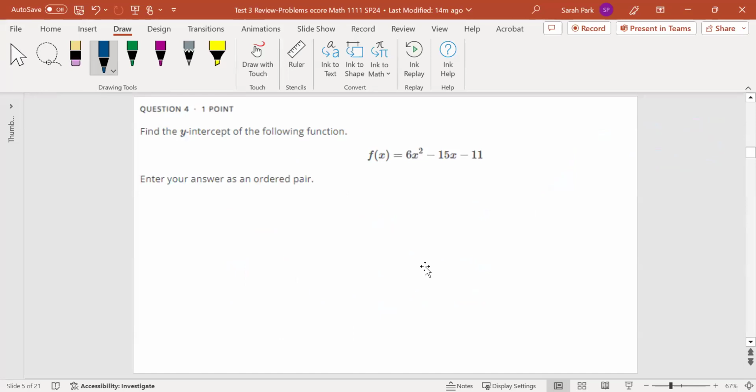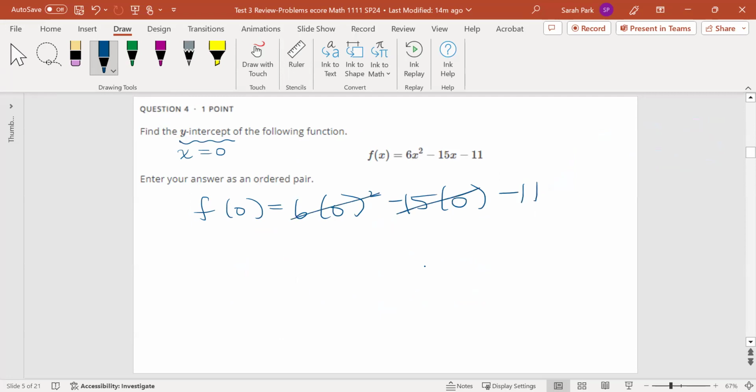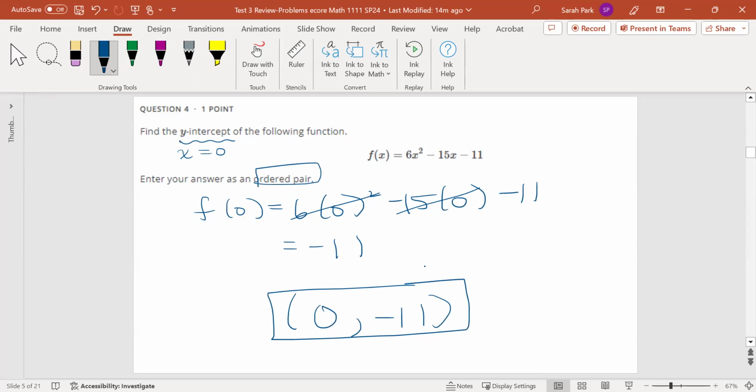Okay, question 4, find the y-intercept of the function 6x squared minus 15x minus 11. Whenever you want to find the y-intercept, you always substitute 0 for x to solve for y. So we'll plug in 0 into the function, 6 parentheses 0 squared minus 15 times 0 minus 11. 0 times anything is 0, and that'll be 0 as well. So we get negative 11, and it wants the answer as an ordered pair. And we have 0 comma negative 11 as the y-intercept.